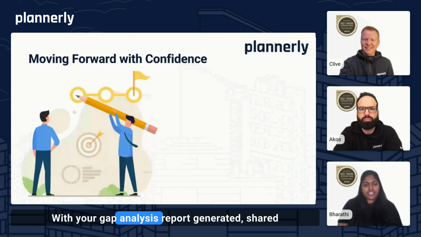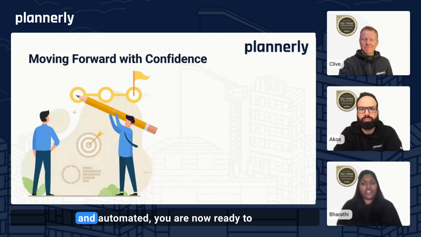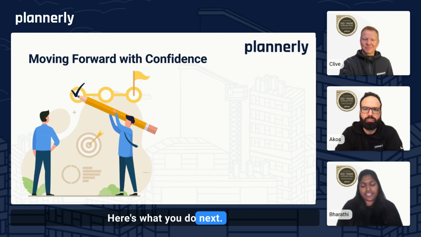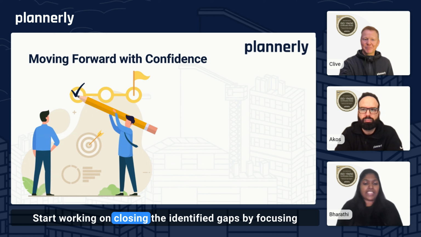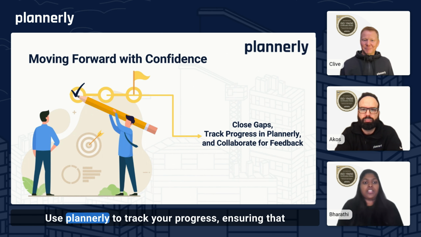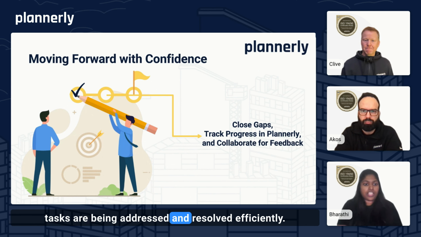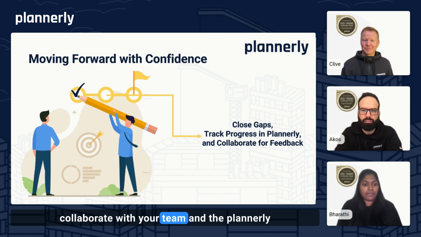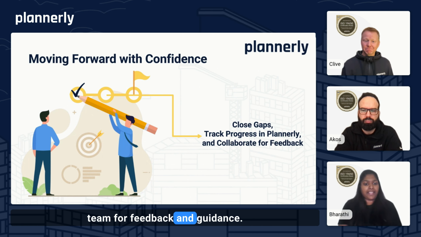With your gap analysis report generated, shared, and automated, you are now ready to take the next step towards compliance. Here's what you do next. Start working on closing the identified gaps by focusing on the action items outlined in your report. Use Plannerly to track your progress, ensuring that tasks are being addressed and resolved efficiently. Periodically review the auto-updated reports and collaborate with your team and the Plannerly team for feedback and guidance.